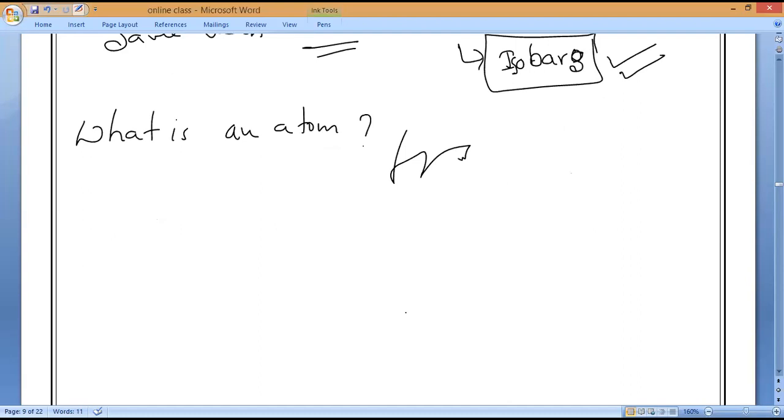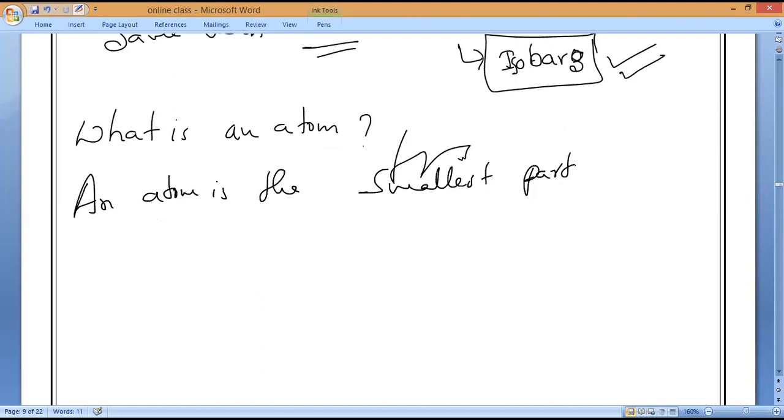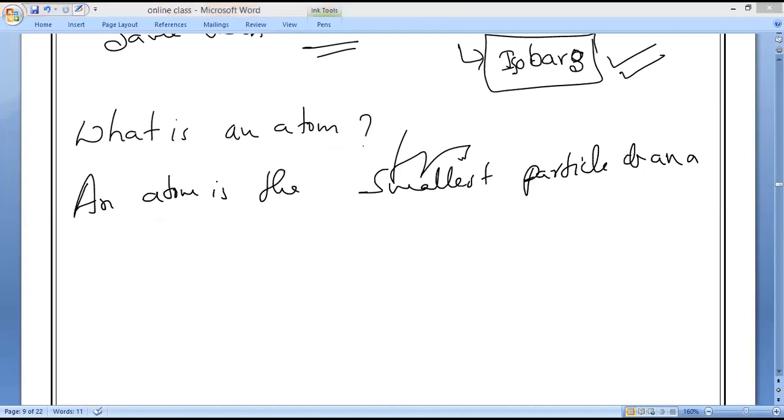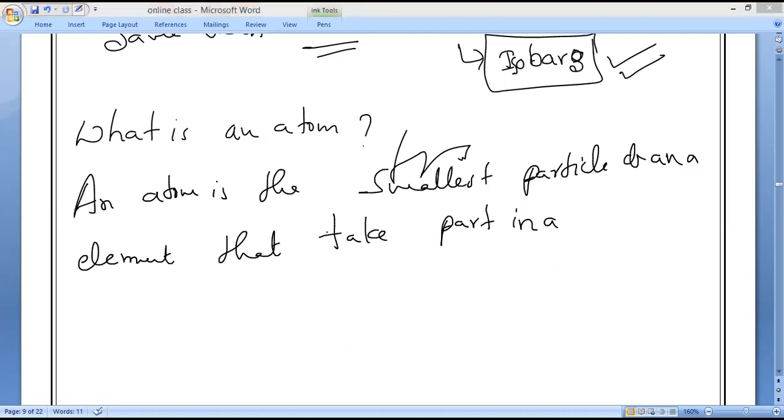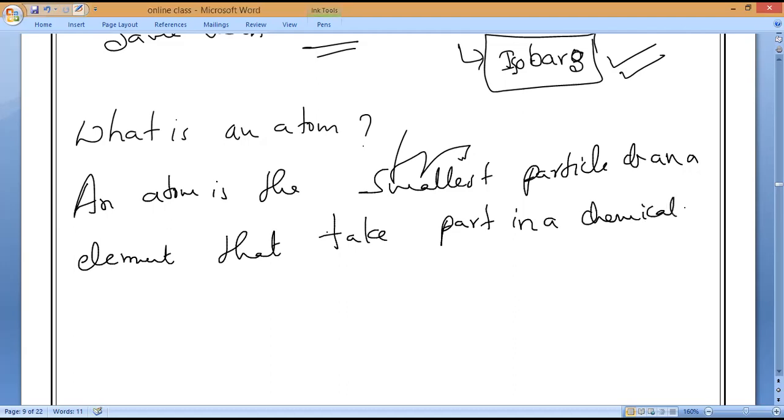An atom is the smallest particle of an element that can take part in a chemical reaction. Is it okay, guys? That is the definition of an atom. Any doubt? Agilan? Johan?